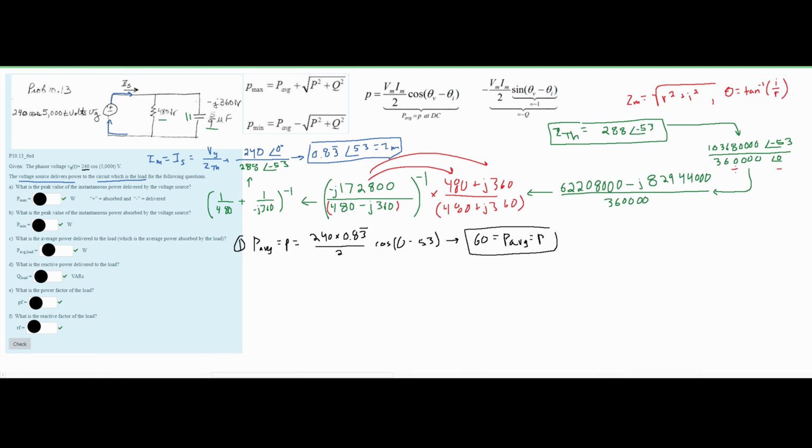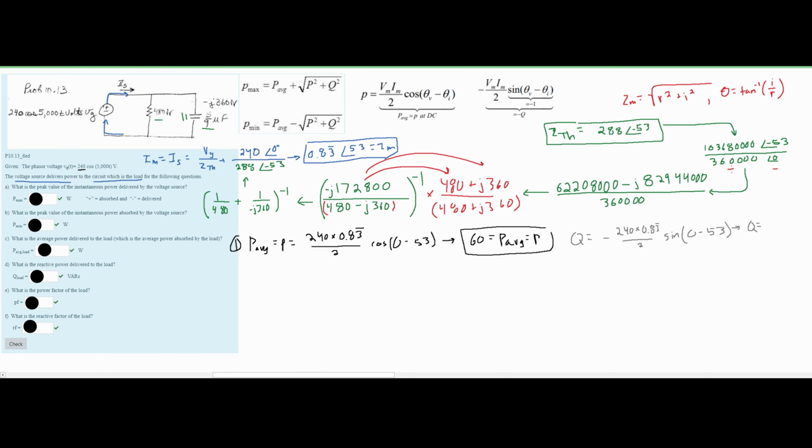Now we are going to solve for our Q. Our Q is going to be similar. The only difference is that we have a negative sign out front, and this is being multiplied by a sine. This is going to give us a positive approximate 80. Our Q is said to be negative, so we are putting this as a negative Q. And now we found our Q.